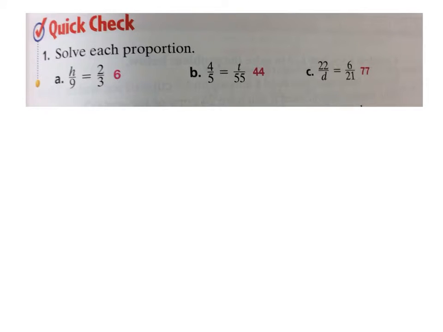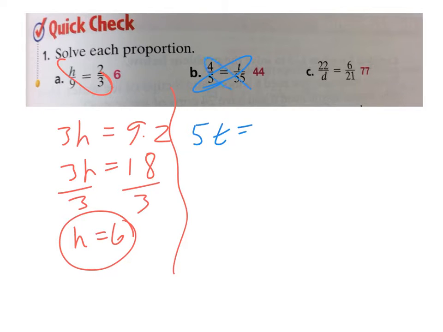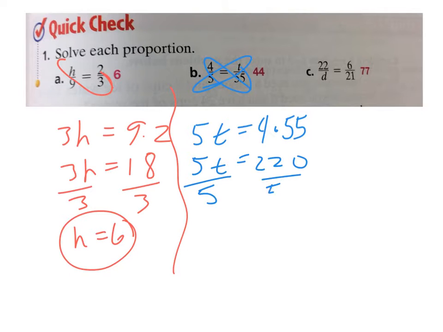Alrighty, so on A, we had h times 3, that's 3h, and that equals 9 times 2. So 3h equals 18. Divide off that 3, and h is 6. For B, we had 5 times t equals 4 times 55. And that's 220. So 5t equals 220. Divide off our 5, and t is 44.